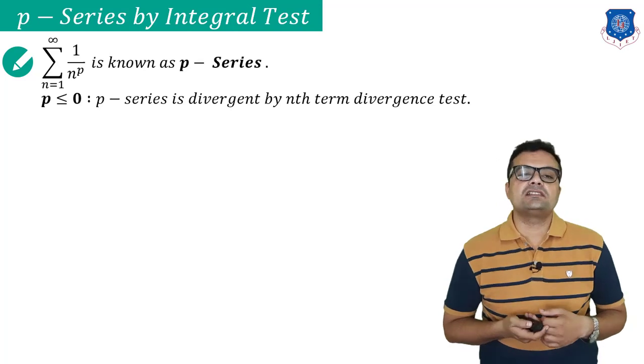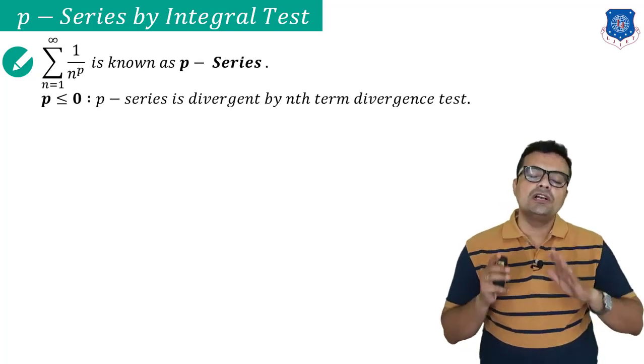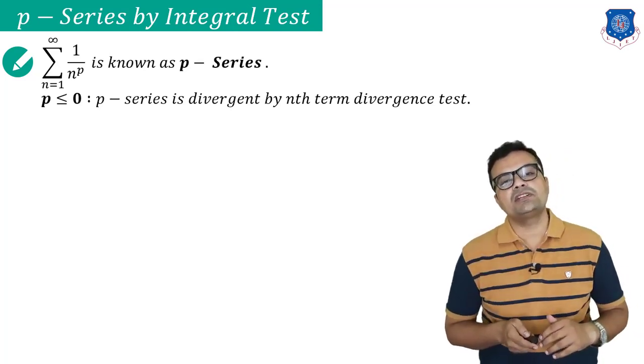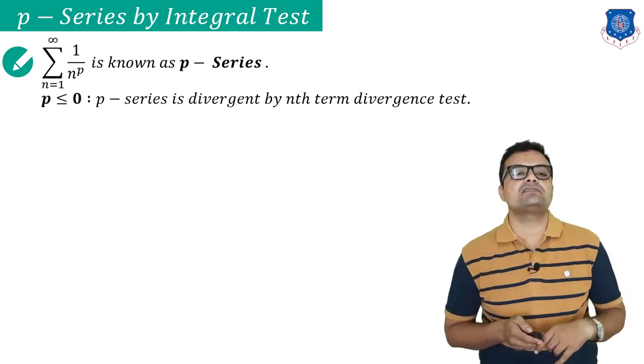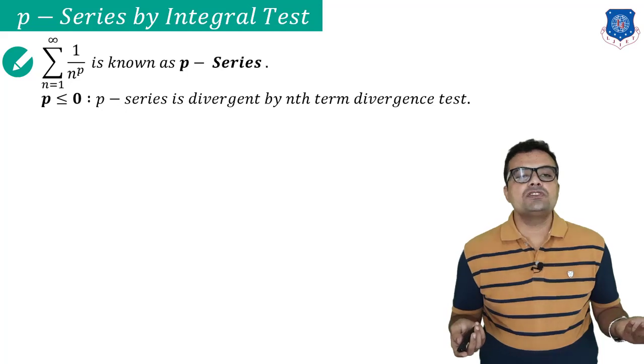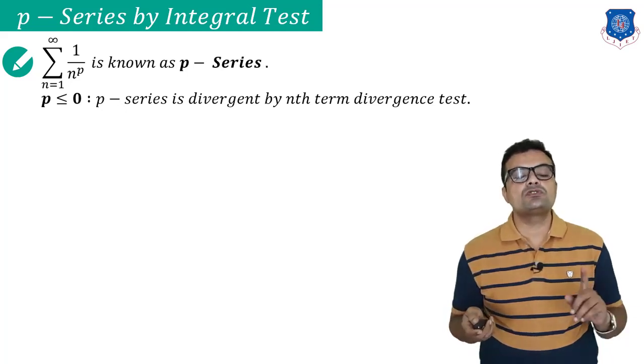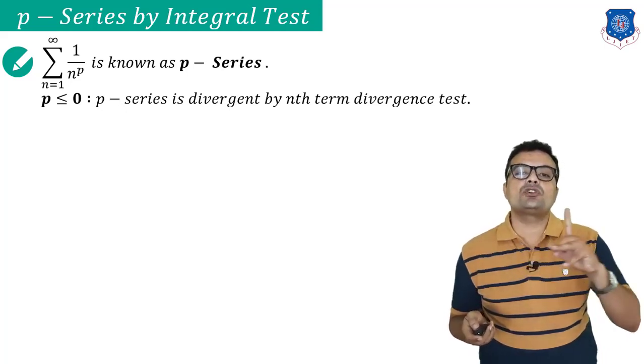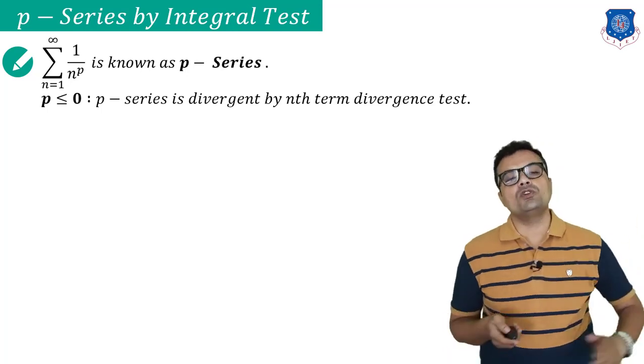Now let us consider another case. If P is less than or equal to 0, clearly by the nth term divergence test we can say that this series is divergent. You may take any number. If you take P equal to 0, it is 1 upon n raised to 0, so it is 1. So it is a series with the constant value 1, so ultimately it will go to infinity.